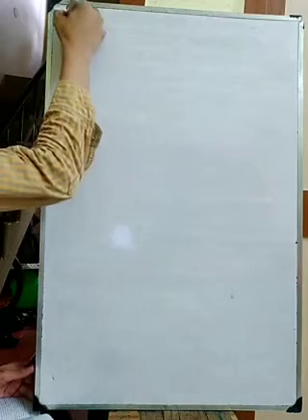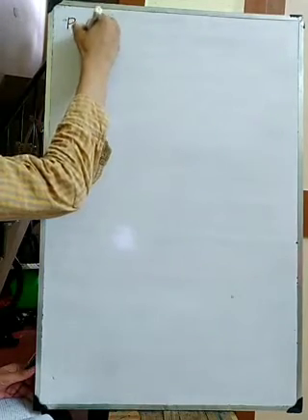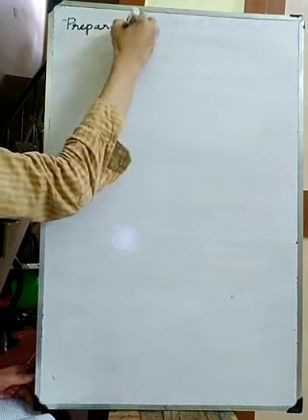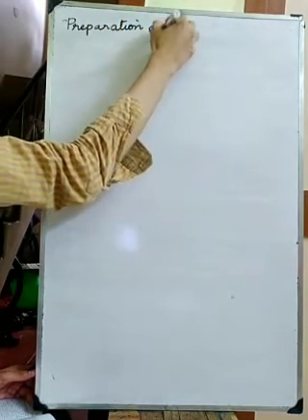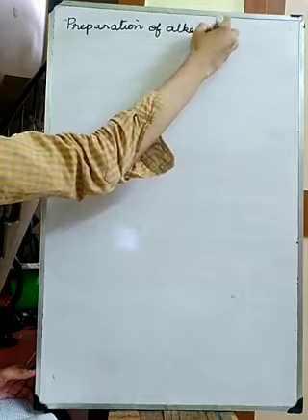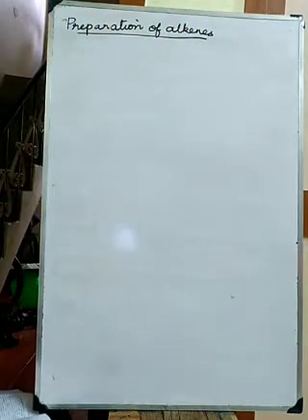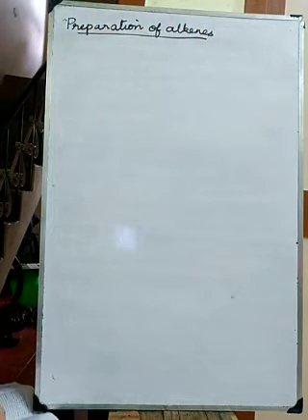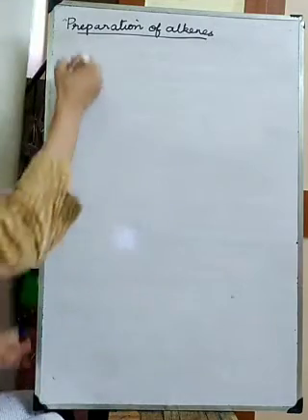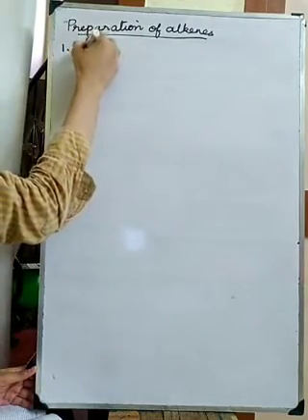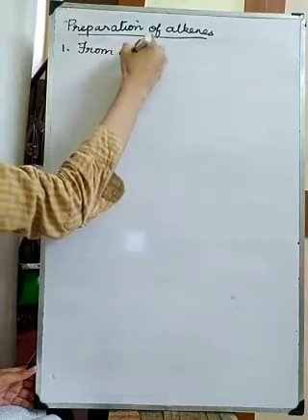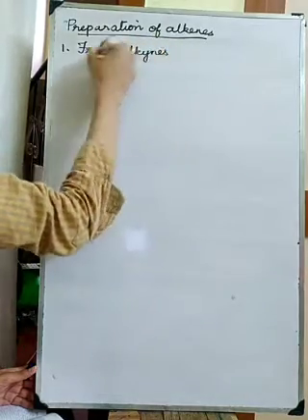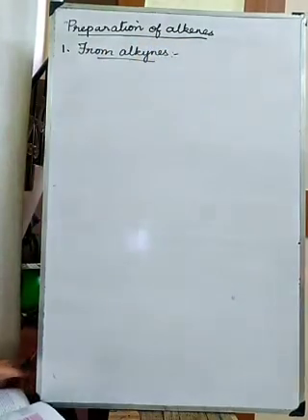Next, preparation of alkenes. Alkenes are double bonded compounds. So the first preparation, we are going to prepare it from alkynes. Alkynes are triple bonded compounds.